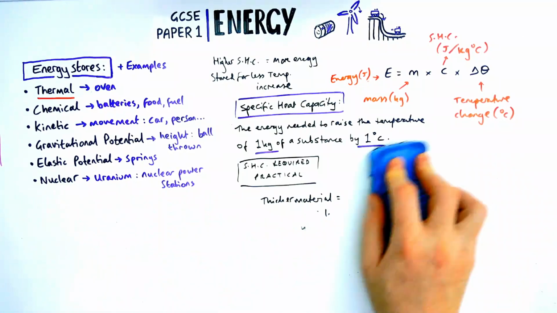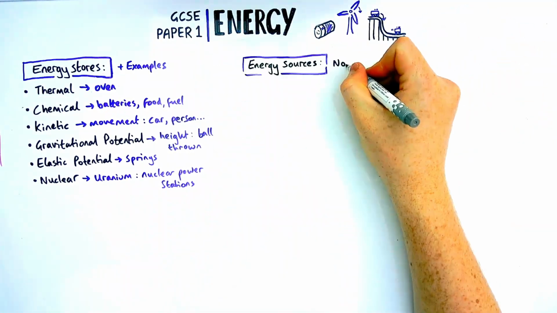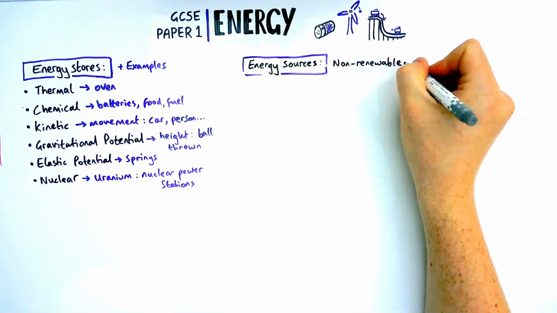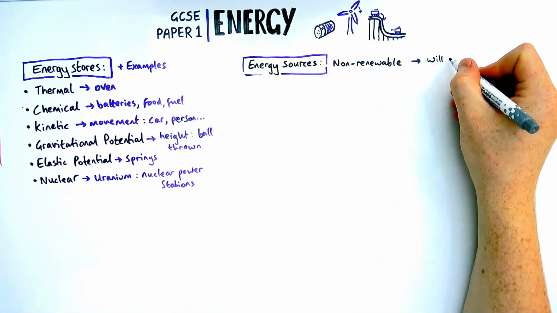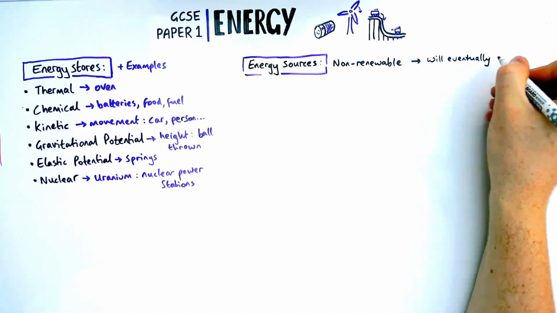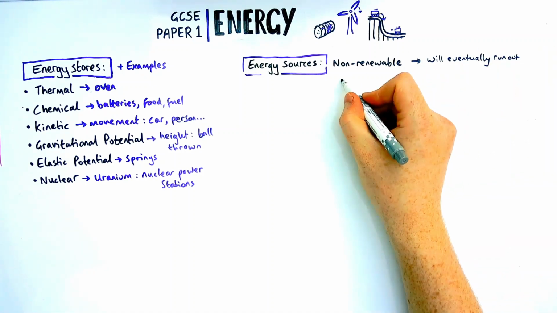Let's talk next about energy sources. So not energy stores, but energy sources. Where do we get sources for energy to provide our houses with electricity? So there are two main categories. We've got non-renewable sources, which will eventually run out.